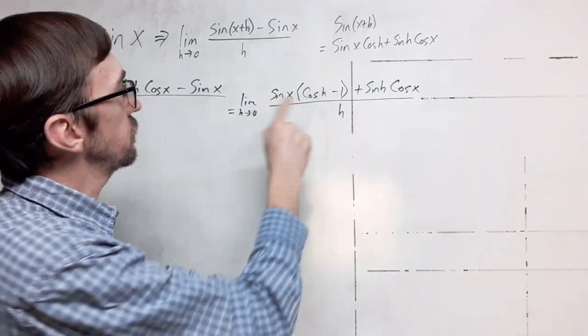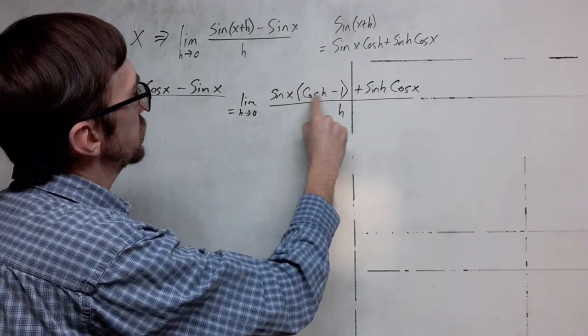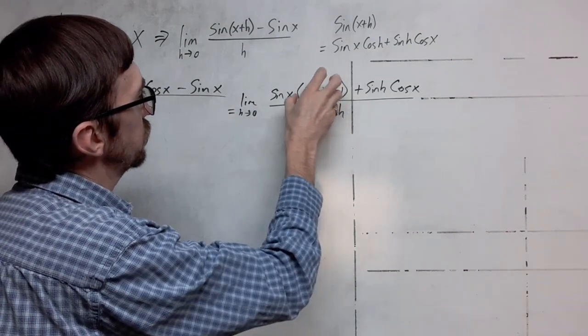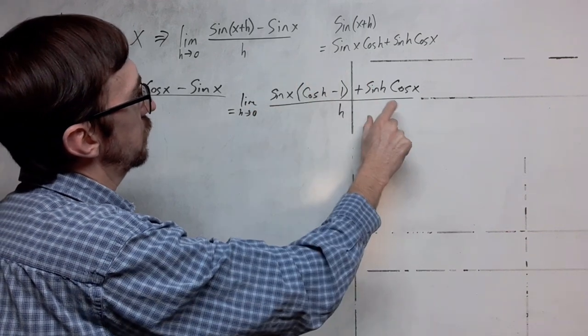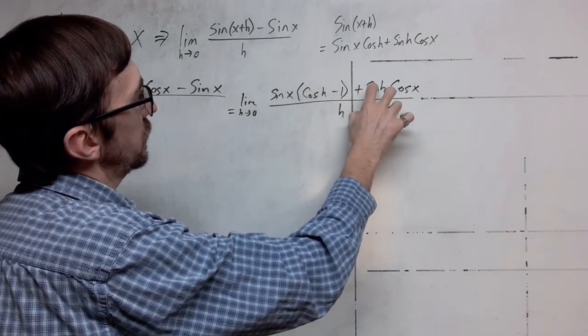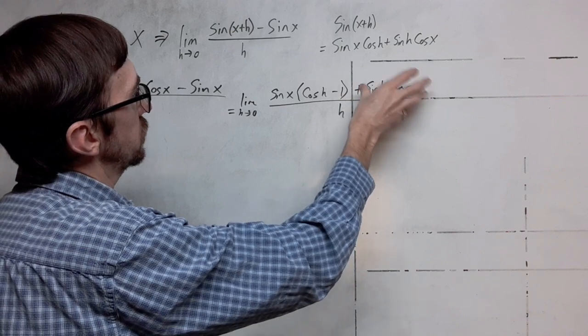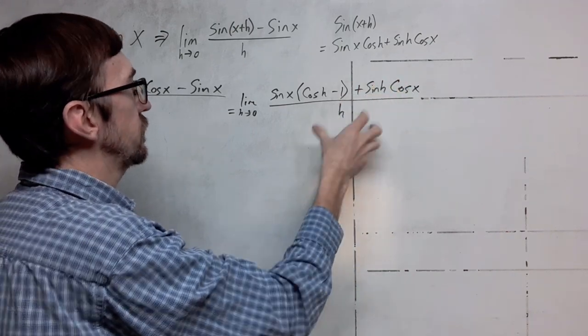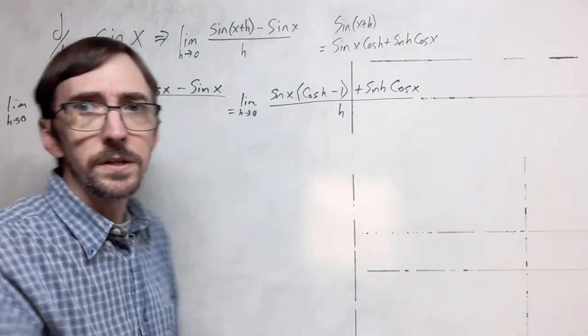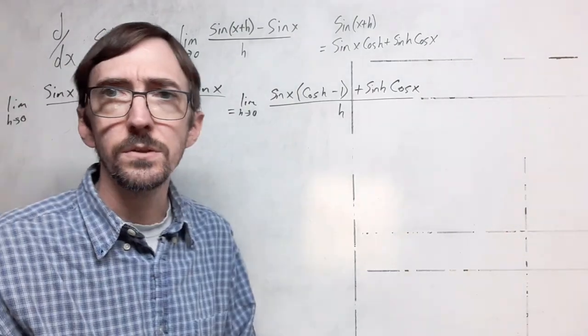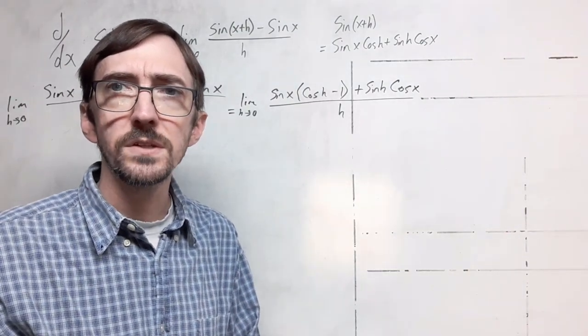If h goes to 0, this will end up being 1 minus 1, which is 0, so that term's 0. This over here will give us a 0 here, so this is going to 0, and then the denominator is going to 0, so we have an indeterminate form, so we need to continue to work on this process.